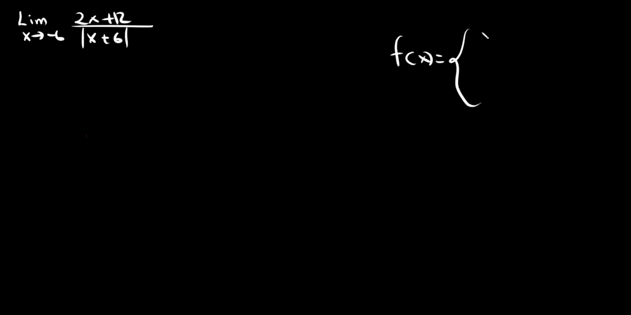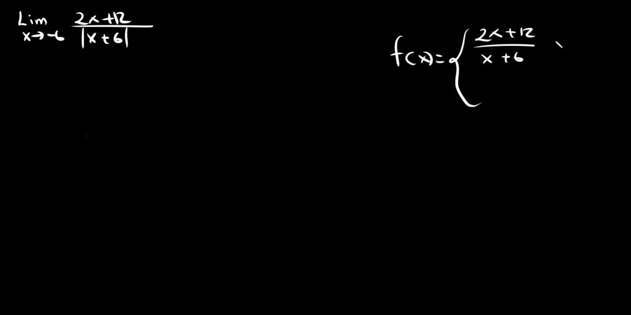Now let's do another one. The limit as x approaches minus 6 of x plus 12, then the absolute value of x plus 6. So as we did before, we're going to divide it into 2 parts. The first part is when my x plus 6 is going to be positive.